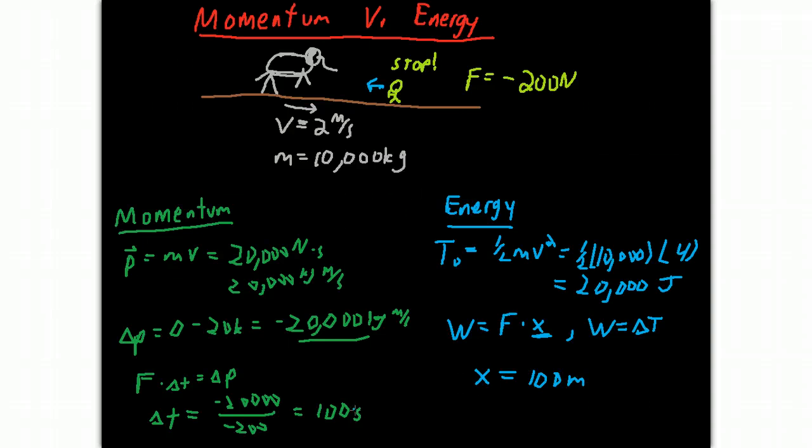So this elephant is going to take 100 seconds in order to stop, and is going to slide us backwards over a distance of 100 meters in the process. So this is a pretty big deal in both cases. What we're going to do next is go forward and look at what would happen with a bullet instead.